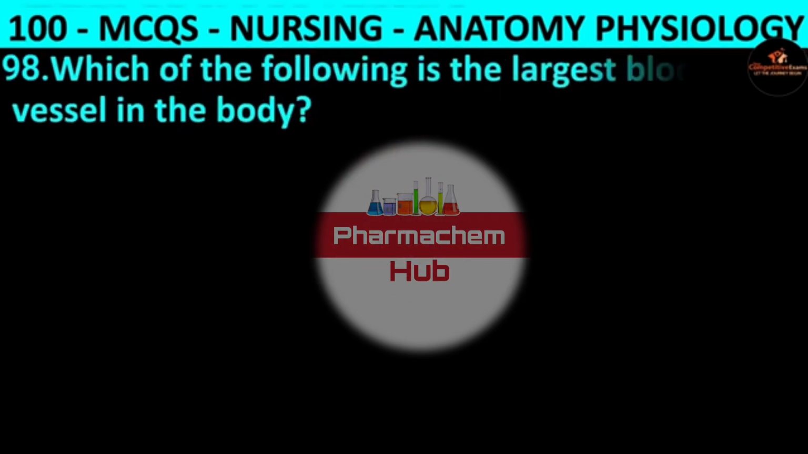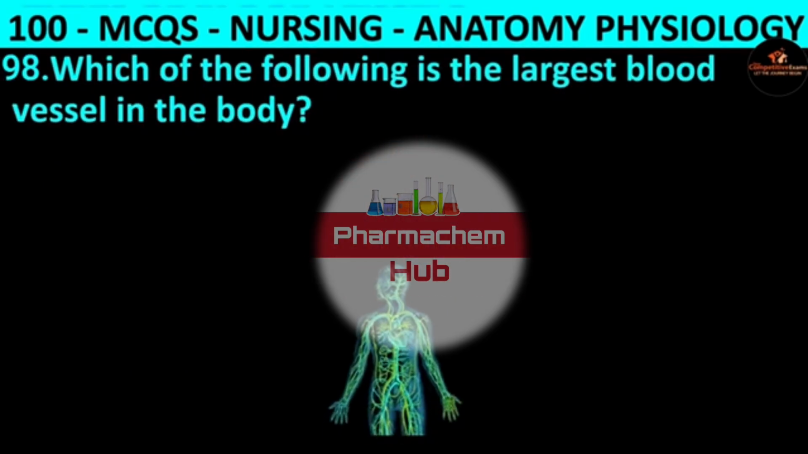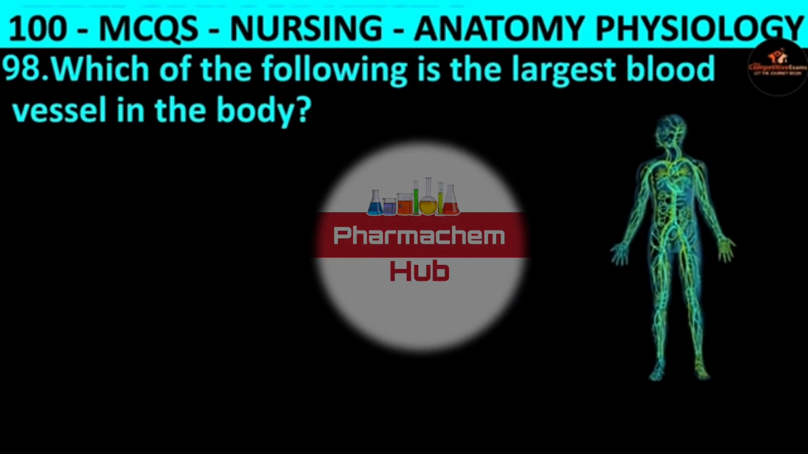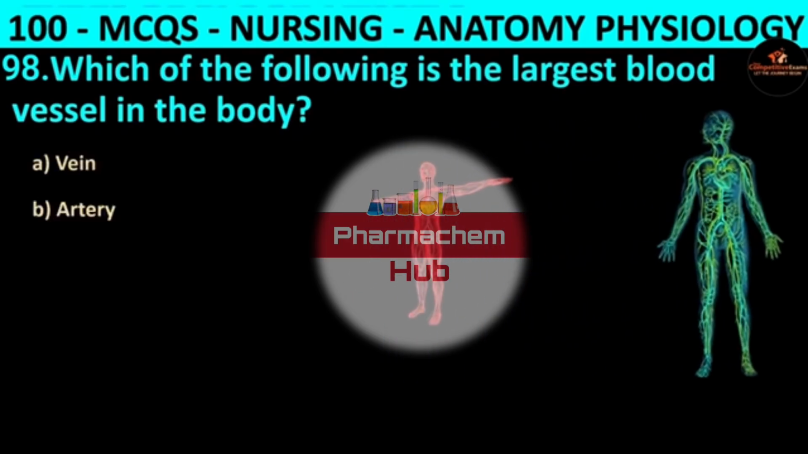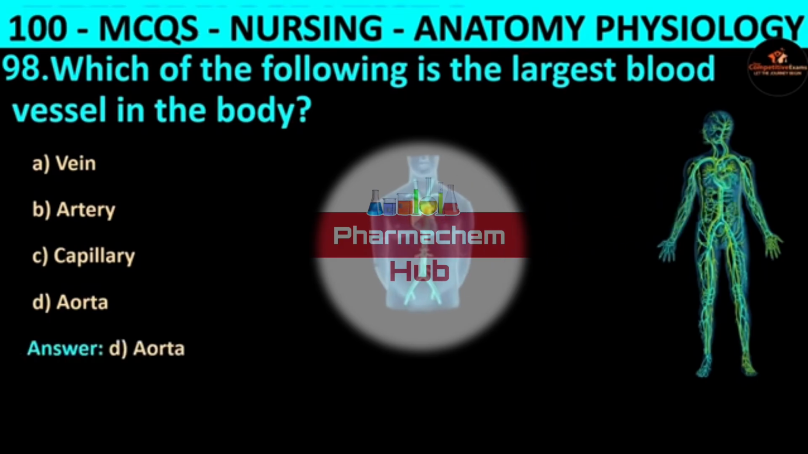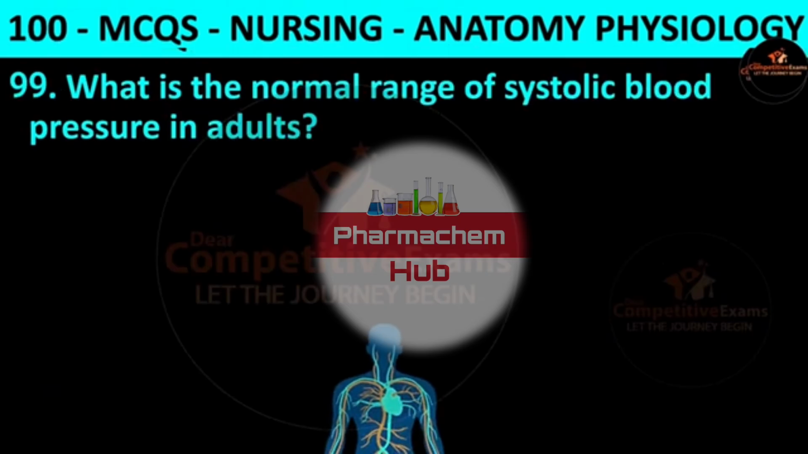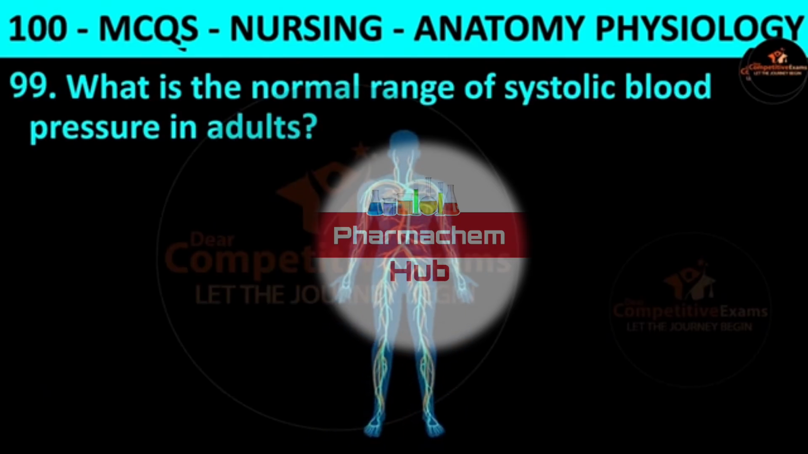Question number 98. Which of the following is the largest blood vessel in the body? The options are vein, artery, capillary, or aorta. The correct answer is D, that is aorta. The aorta is the largest artery in the body, carrying oxygenated blood from the heart to the rest of the body.